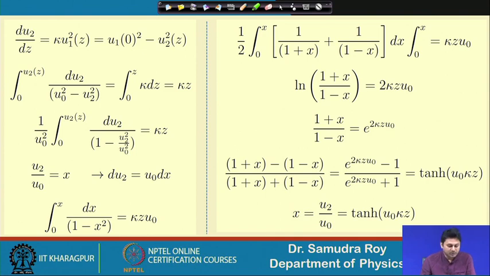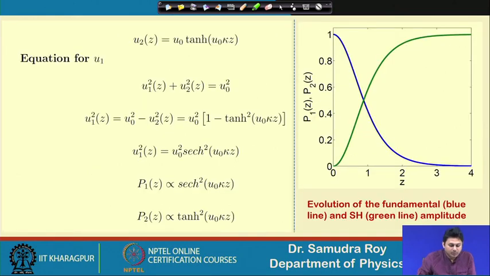So, my goal is to find out what u 2 is, but u 2 is represented in terms of x. I figure out what x is. X is nothing but u 2 divided by u 0. So, from here I can write that u 2 is nothing but u 0 multiplied by tanh of u 0 kappa z. So, u 2 z is now found; if I consider the realistic calculation, I find that u 2 z is changing as a function of tanh.